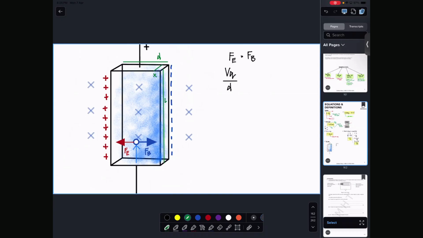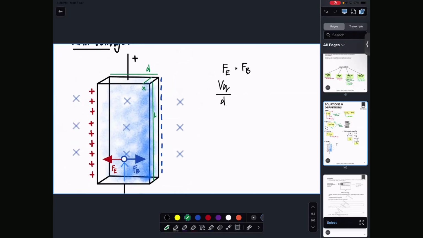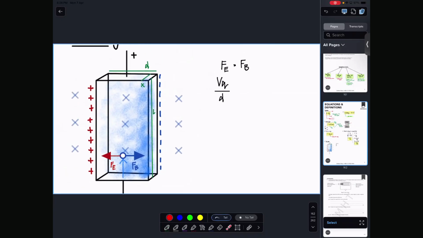The question they gave, as far as I remember, they gave all the dimensions, and that was a bit of a confusion. They put a square, cube, and so D and D will be equal. So VQ by D, what will D be? The separation of the plates, right? Remember the thing. Now for the other side, BQV, what do we use for FB?